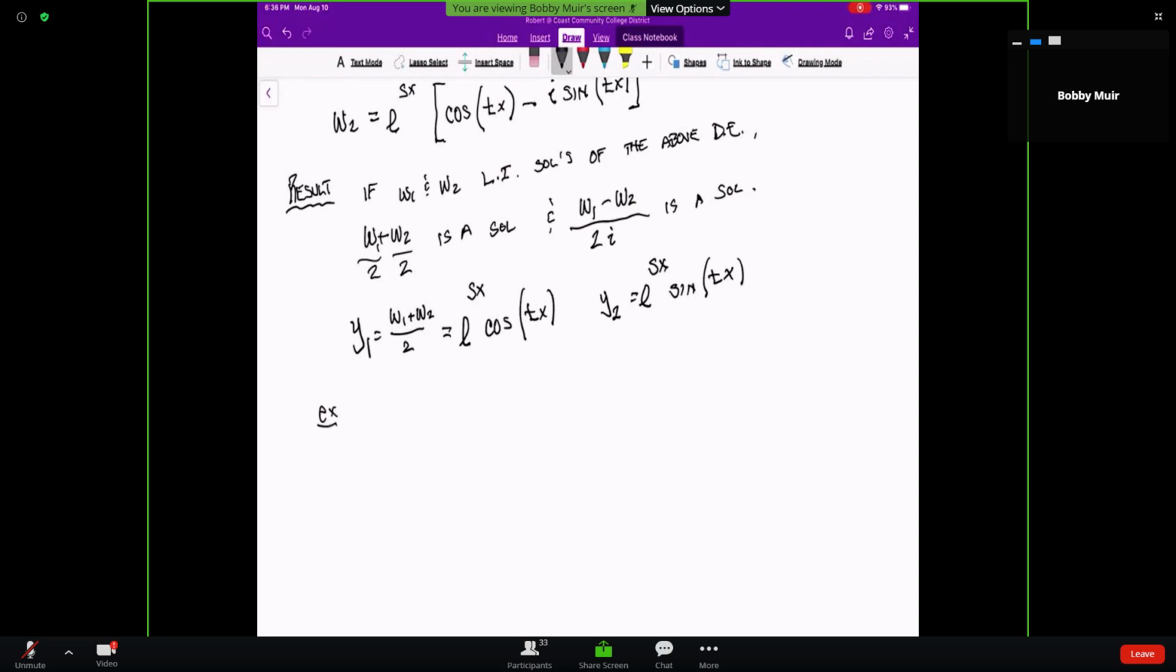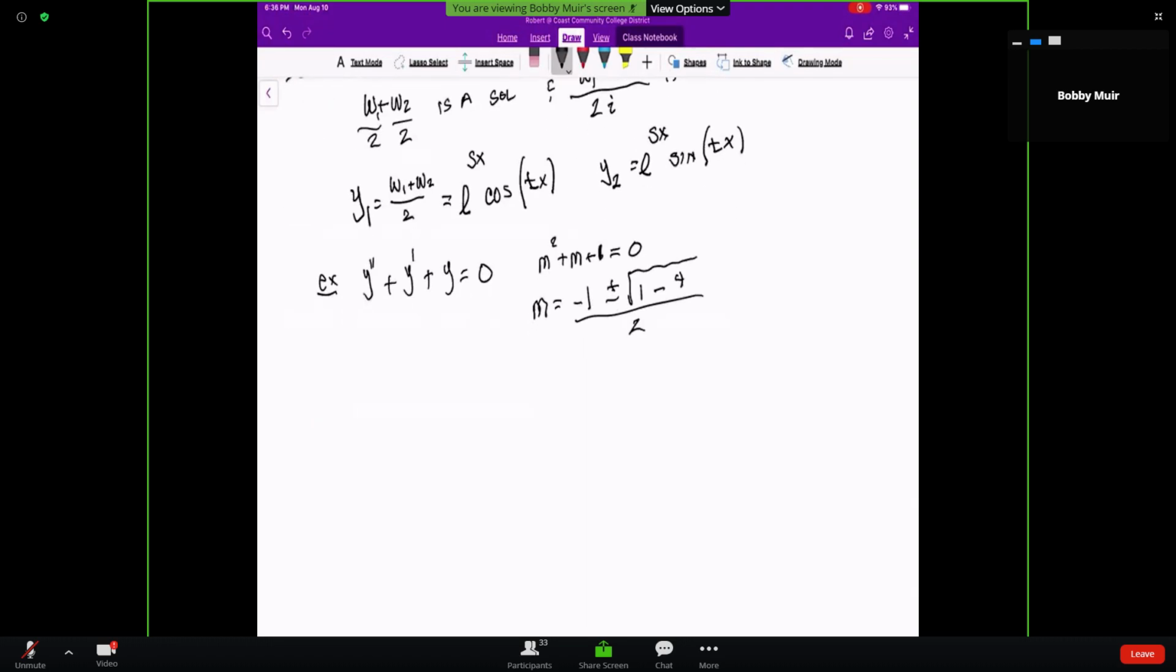Okay, so let's try an example here. y double prime plus y prime plus y equals zero. So the auxiliary equation is going to be m squared plus m plus one equals zero. Complex roots are going to be negative b plus or minus, that's a one, square root of b squared minus 4ac all over 2a. Okay, so our complex roots are m equaling negative 1/2 plus or minus i radical 3 over 2.